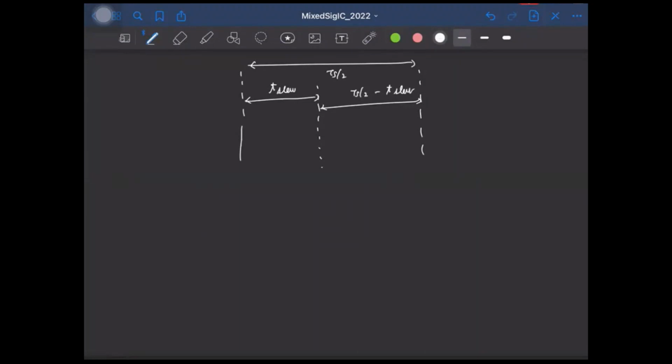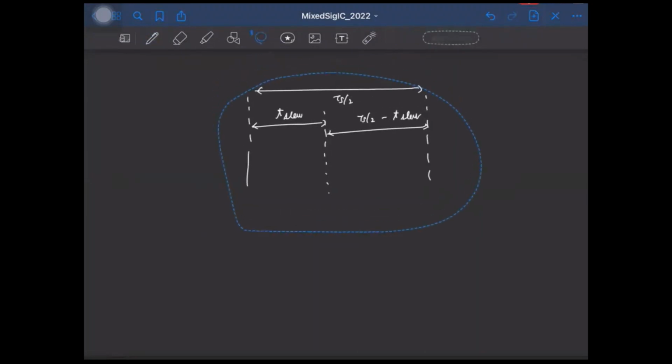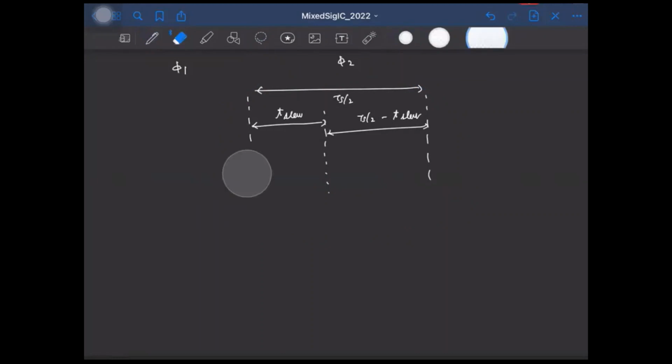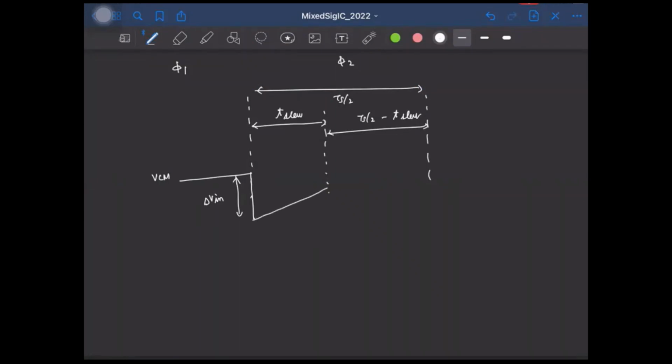Okay. So how will the output voltage look like? Remember that this is the starting of the phase phi 2. This is phi 1. So during phi 1, the output would have been at VCM. And at the beginning of phi 2, it will jump to VCM minus delta Vin. And since the OpAmp or the OTA is slewing, the voltage will rise linearly like this.